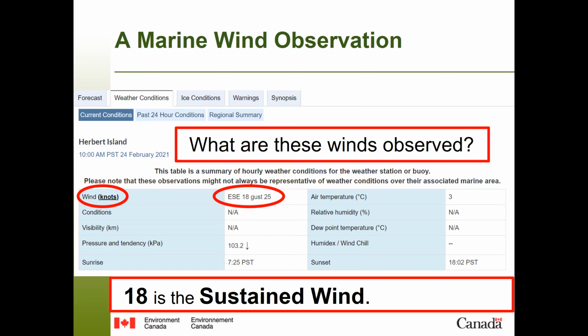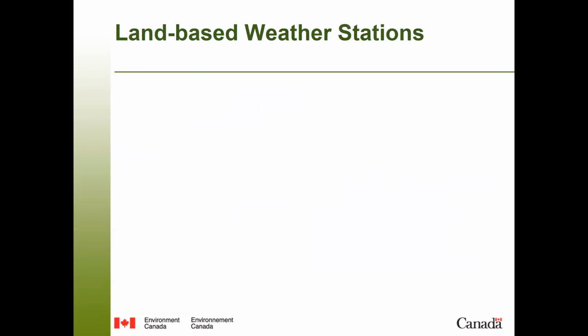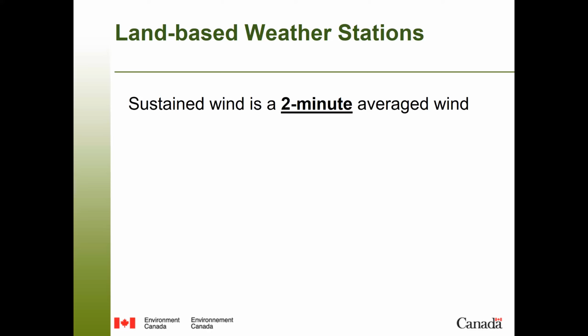Well, 18 is the sustained wind. So that's what we're forecasting for. And then 25 is the gust. Pretty self-explanatory there with the recording as well. And so you've got 18 sustained, you've got 25 being the gust. So how do we get that number from these stations? This land-based station, and it could be Herbert, but it could also be Sisters, it could be Race Rocks, it could be Sheringham. How do we get these numbers?